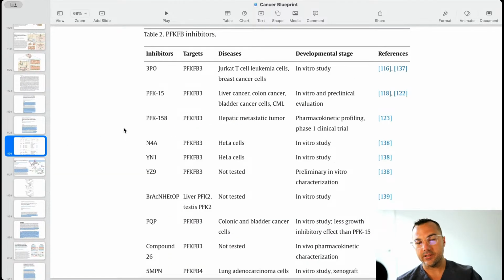So a lot of times these things get unfortunately developed, seen as a good target, and then it doesn't move forward in the clinical evaluation process and gets shelved and forgotten about, and then probably off patent, and then they won't take it forward. So anyway, 3PO, PFK, and PFK158 are what we talk about.